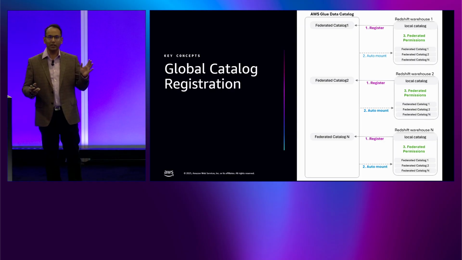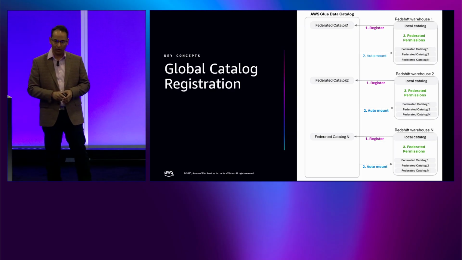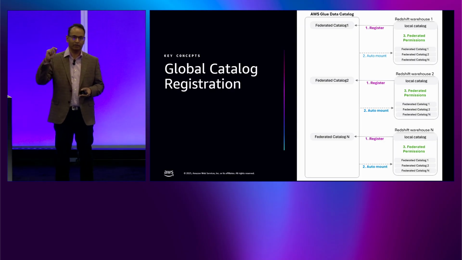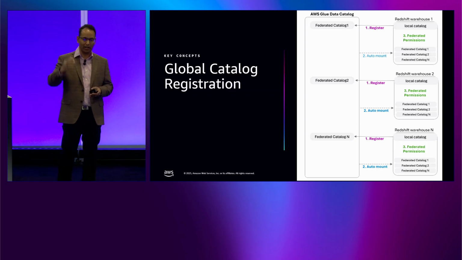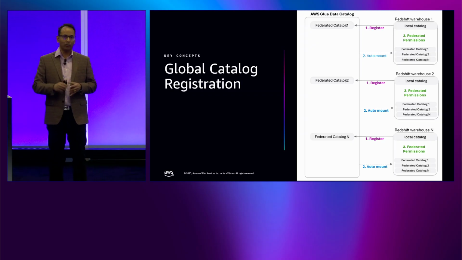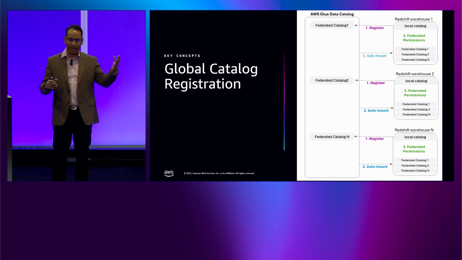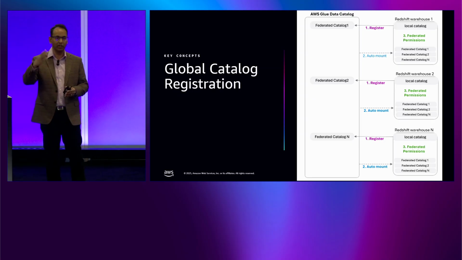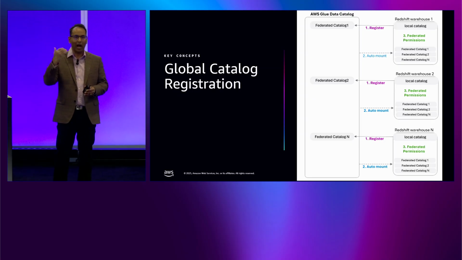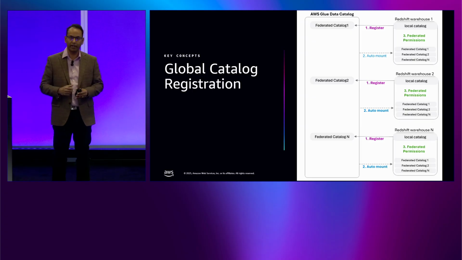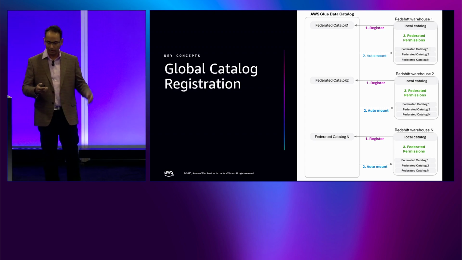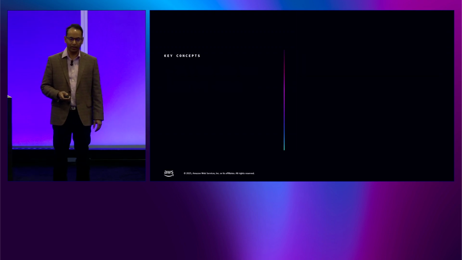So for the admin, what do they have to do to register a warehouse? All they have to do is a one-click option to register their warehouse in the Glue catalog. Just by registering, it creates the federated catalog on the Glue catalog side. For example, here it shows there are multiple warehouses. As they register, the corresponding federated catalog gets created. And this federated catalog is auto-mounted on all the warehouses in your account, right? So you have the auto-mounting happening there.